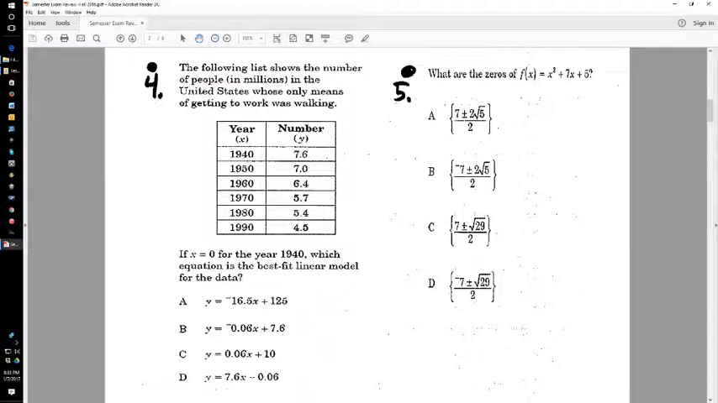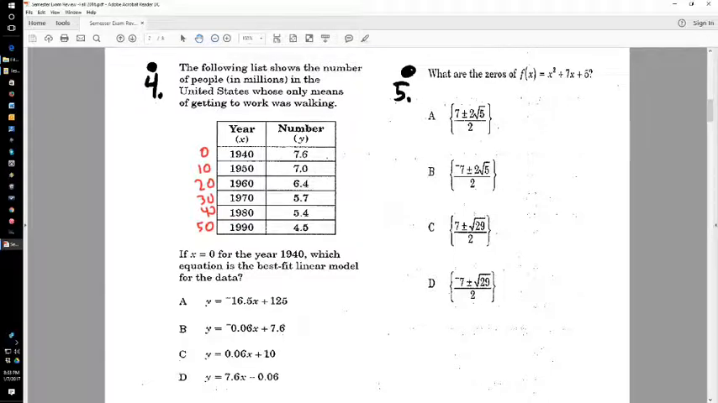Alright, so it also gives us another piece of information. If X is 0 at 1940, so it's not going all the way back to the year 0 for the graph. It's saying if this is X is 0, then this is when X is 10, this is when X is 20, 30, 40, 50. Alright, so really the easiest way to do this right off the bat is for this one.